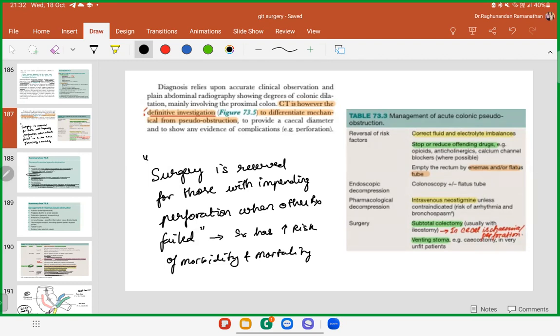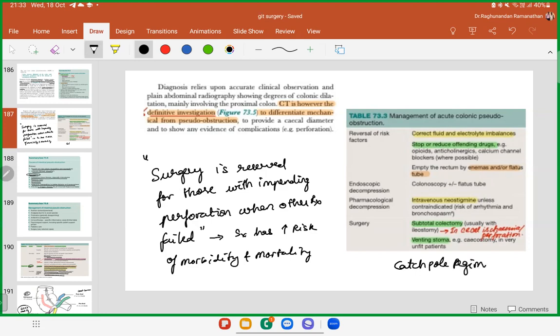So endoscopic decompression is done. Then pharmacological decompression you're going to do by intravenous neostigmine. Neostigmine you're going to give unless there's a risk of any arrhythmias or any bronchospasm. This is called the Catch-pole regimen. I want you to take a note of it. So this is called the Catch-pole regimen.